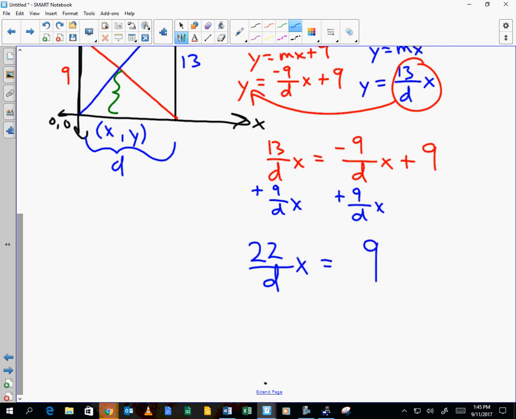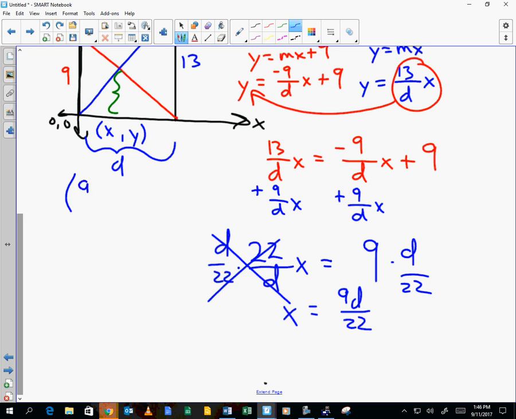It's equal to 9. How do I solve for x? Multiply by d over 22. And when you do that, notice you get x is equal to 9d divided by 22. Okay, still not a fan of the d, but it's there.